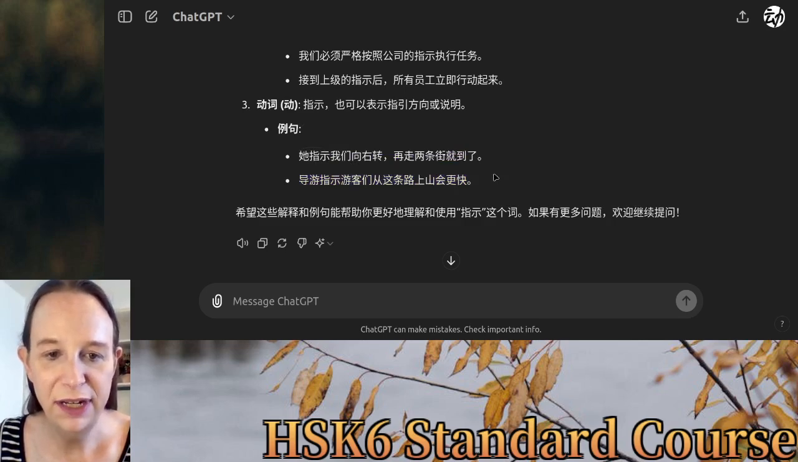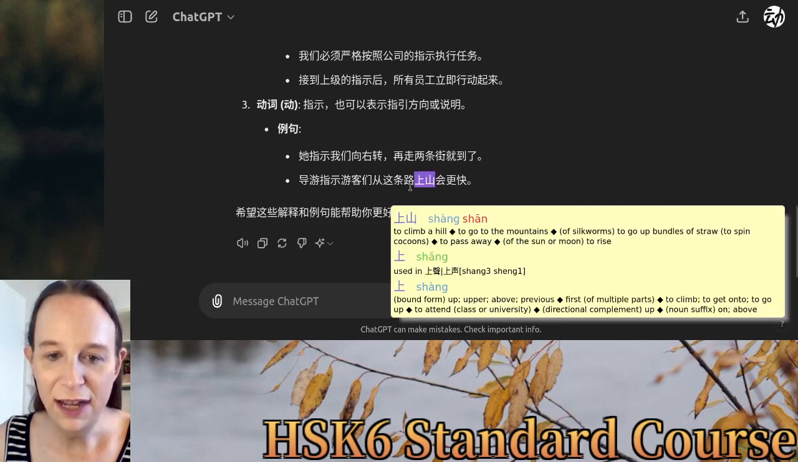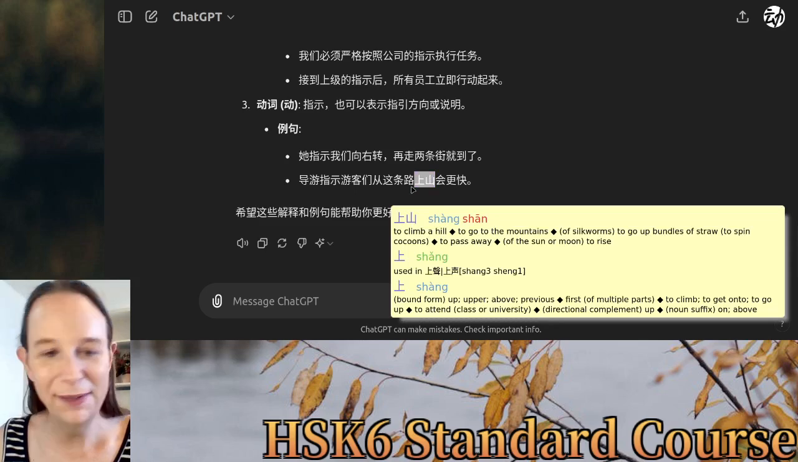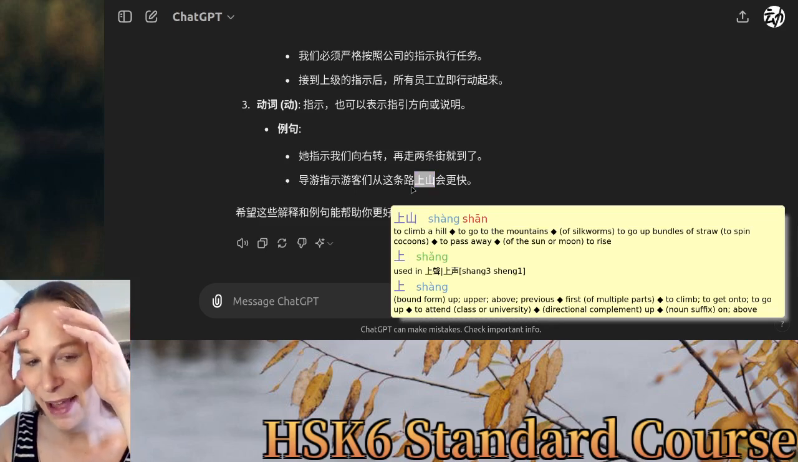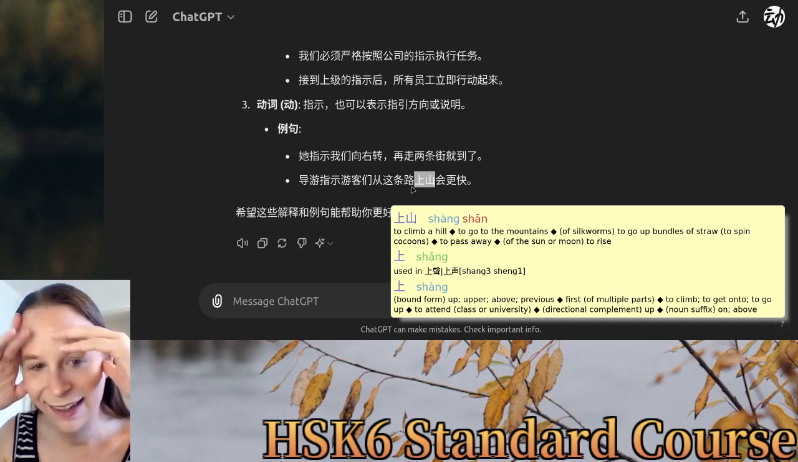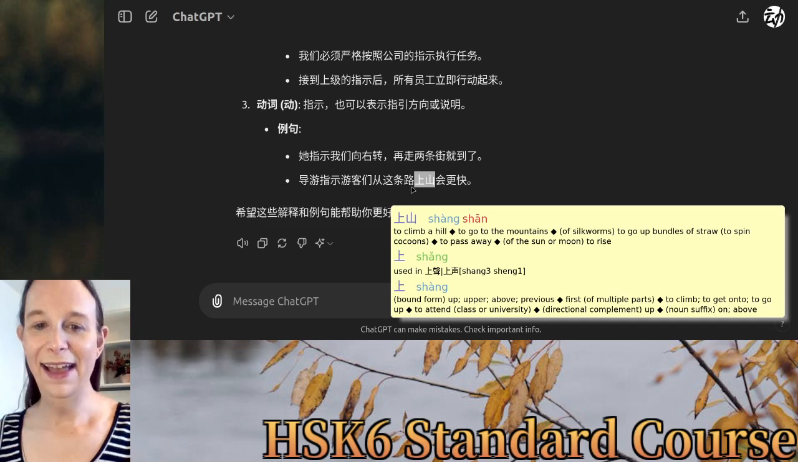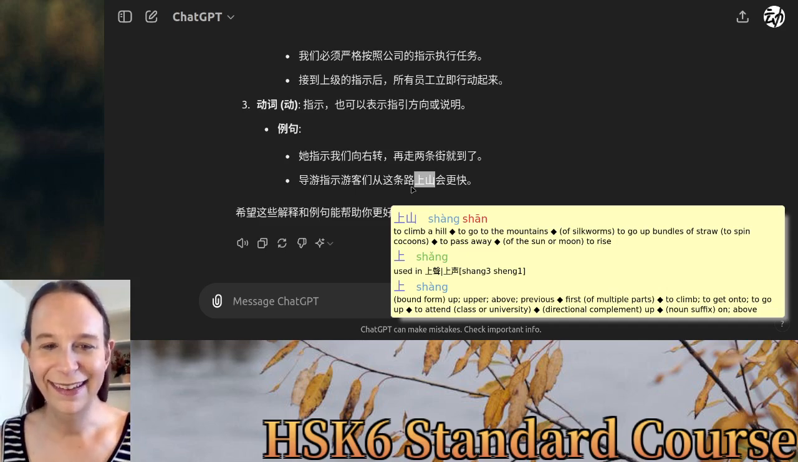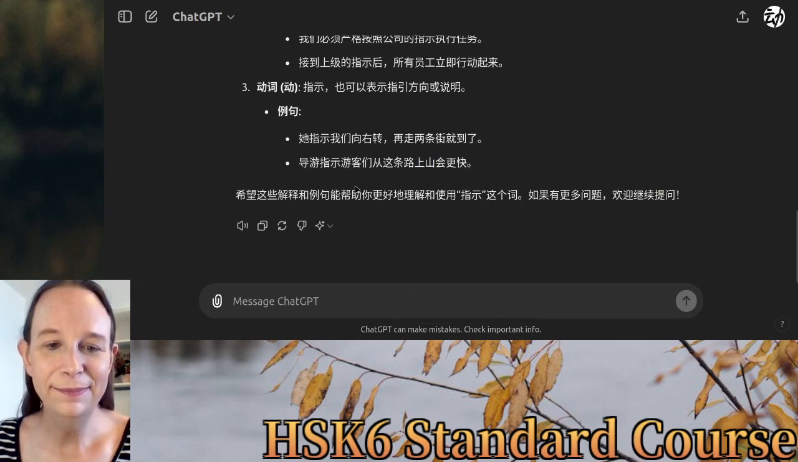导游指示游客们从这条路上山会更快. Yeah, so 上山, here the 上 is a verb meaning to climb a mountain. We talked about all the other ones, didn't we? We talked about 登山, we talked about 爬山, we talked about 攀登. Here you can just say 上山. That works as well, to climb a mountain.